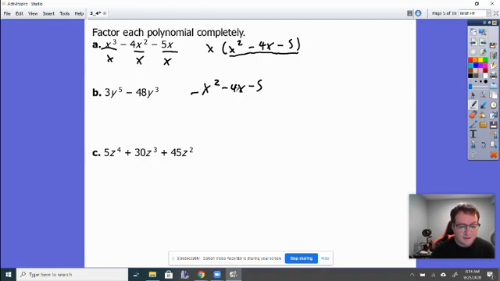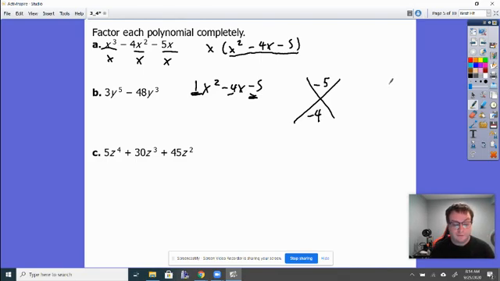Okay, thinking back, I need to identify my a, b, and c. Remember, we have an invisible 1. In the diamond, it's always going to be a times c, negative 5. Negatives matter, so make sure you bring those with you. In the bottom, we're going to just do b, negative 4.